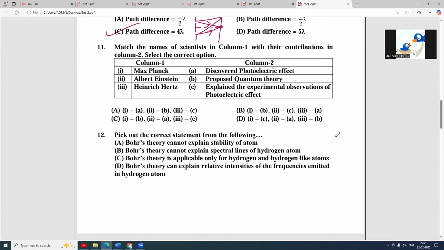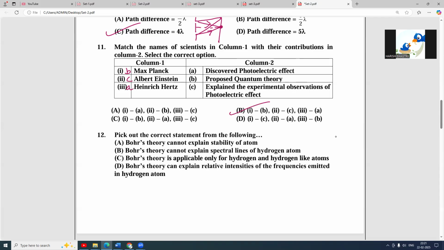Match the names of the scientists in column 1 with their contributions. Okay, Max Planck proposed quantum theory. In first year, you get Planck's quantum theory. So this should be B. Albert Einstein explained the experimental observations of the photoelectric effect. That is correct, C. And third one, Hertz discovered the photoelectric effect. Yes, it is A. BCA. BCA is here. Option B.